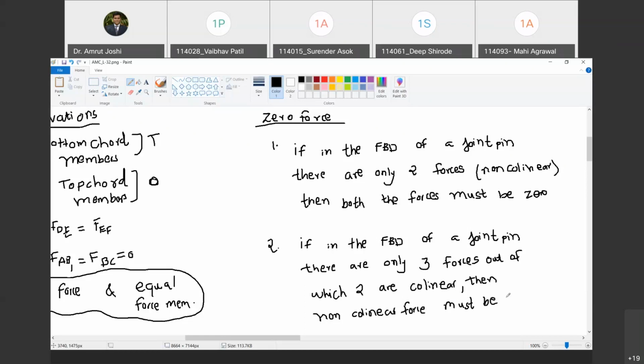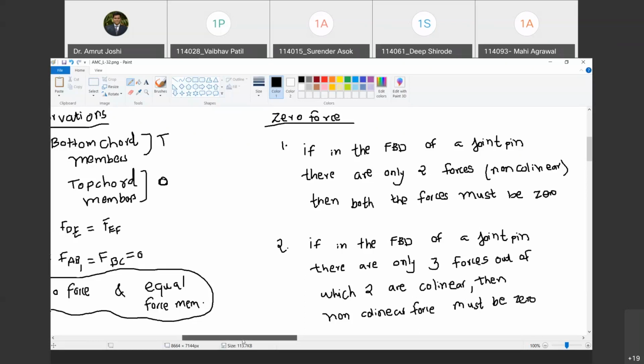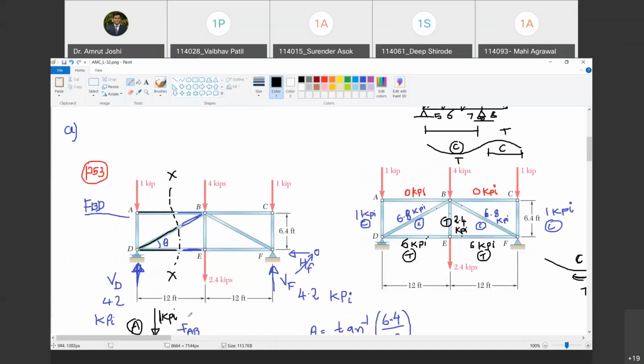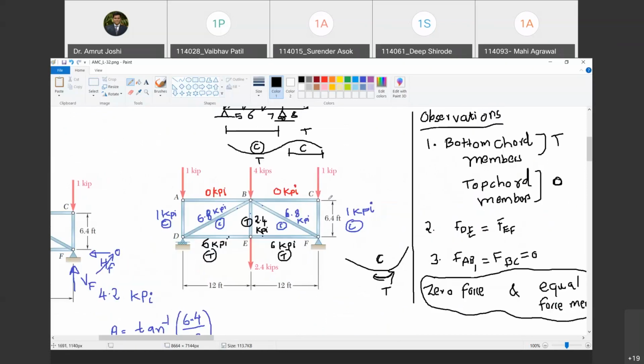Are you with me? Yes, sir. These are the 2 laws for finding zero force members. Of these, we will quickly apply the second law and then we will stop for today. Now tell me, if you draw the free body diagram of joint C, what are you going to see? You are going to see the force in member CF. Do you agree with me? Yes, sir. Then you are going to see this one KPI. Are you with me? Yes, sir. And you are going to see the force in member BC. Happy? Yes, sir. So how many forces are there in this free body diagram?